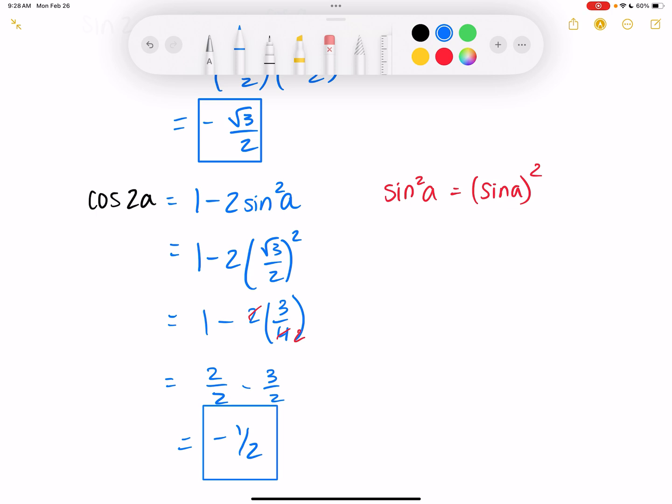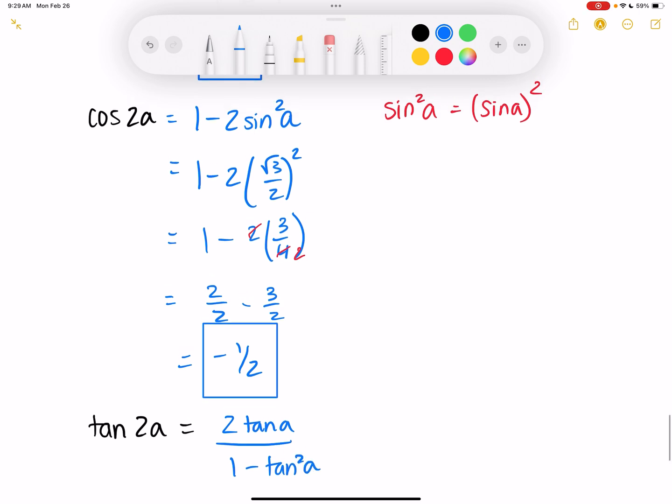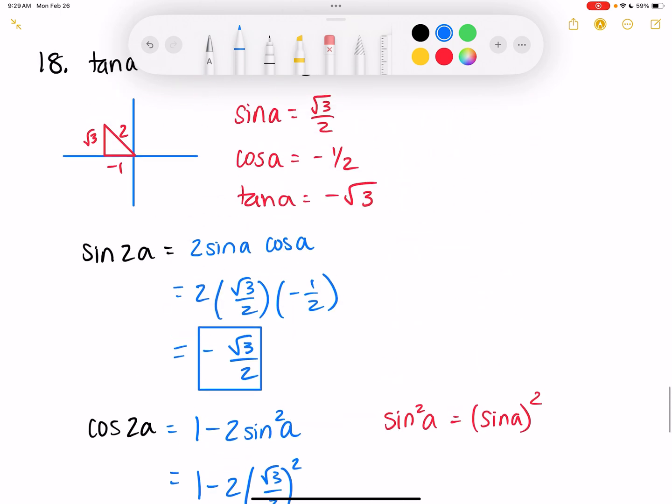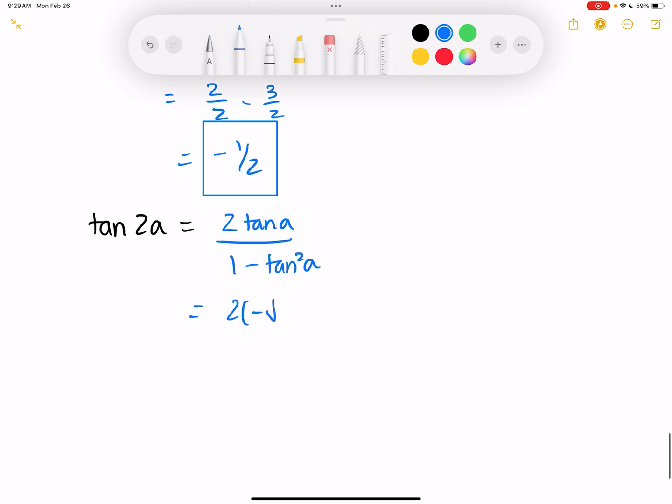All right, I think tangent, this one just has 1. Yeah, it does. Okay. So the last one they want us to find is the tangent of 2A. This is going to be 2 tangent of A over 1 minus tangent squared of A. And just like I said up here with sine, tangent works the same way for the squaring part. So tangent of A was negative root 3. So 2 times negative root 3 over 1 minus, in parentheses, negative root 3 squared.